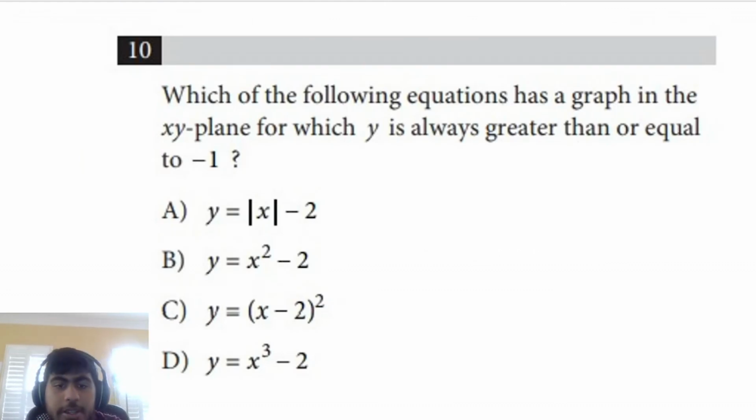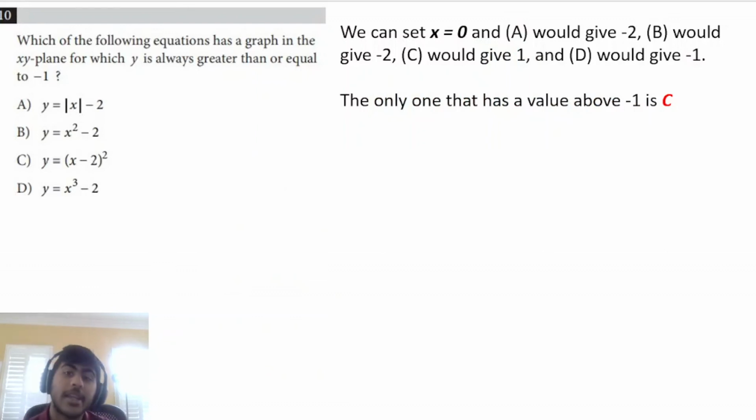The following equations has a graph in the xy plane for which y is always greater than or equal to -1. Well, you can simply plug in choices. You can plug in x equals 0. See, A, B, and D give negative numbers, while C is a positive number. So the other three will not always have values that fulfill these conditions. For D, you can always just plug in a different number, right? You can try, say, 0, right? And you get -2.